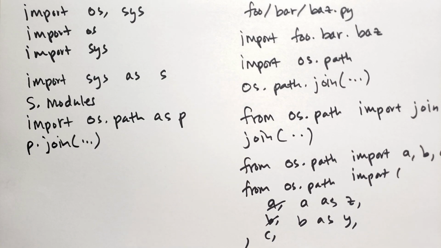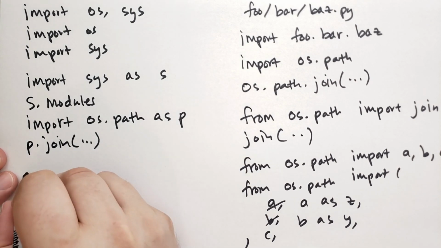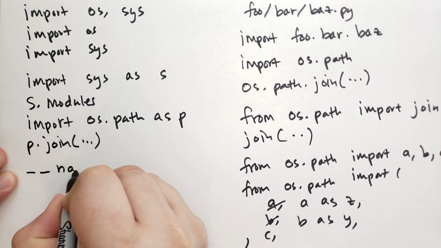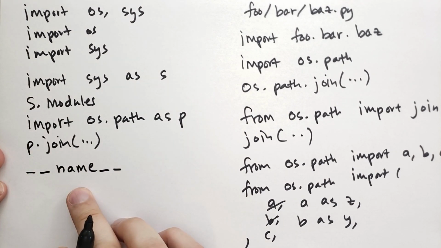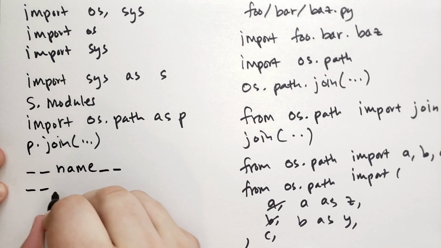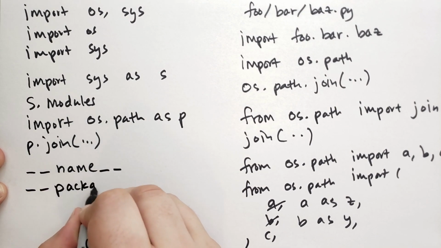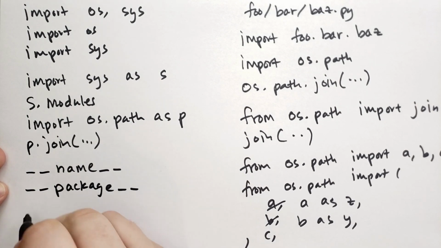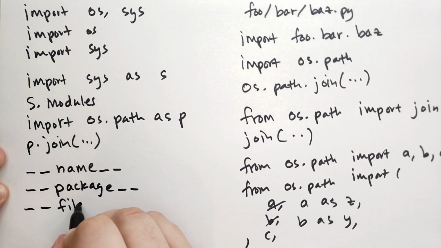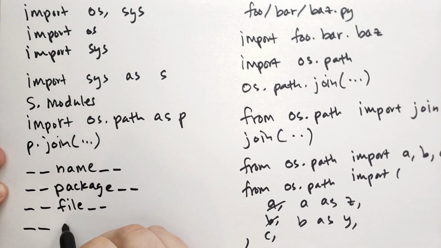Modules have a few special attributes that may be useful. One is __name__, and this is the full name of the module, including the package. There's also __package__, which tells you which package the module was found in. There's __file__, which I like to use to find where the module actually came from. And then finally, there's the __doc__ string.